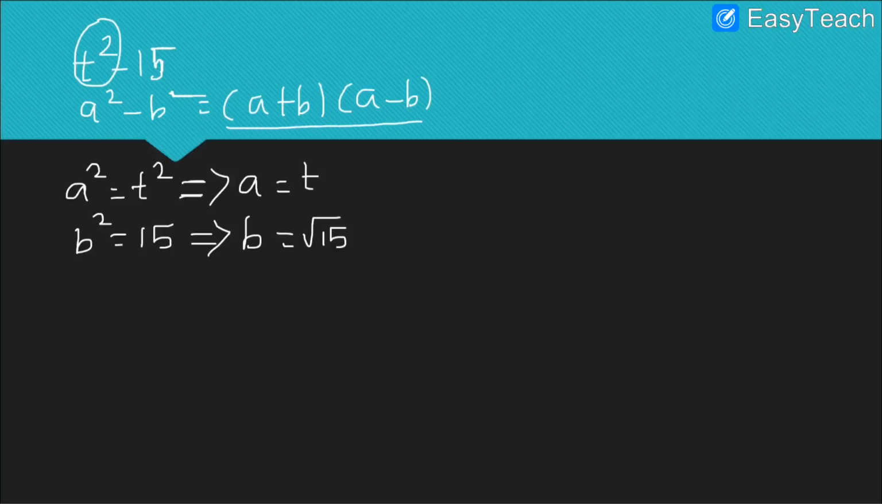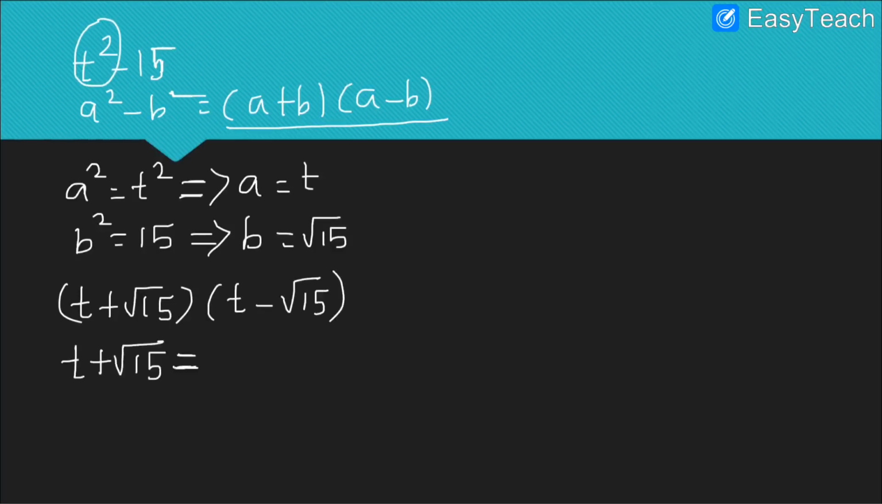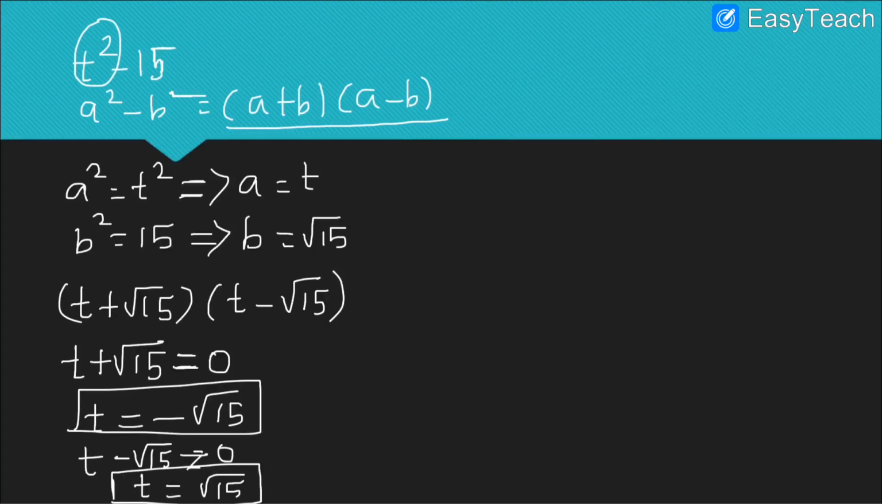Okay, let me substitute in the formula a plus b into a minus b, which gives me t plus root 15 into t minus root 15. Then assume zeros for each term like we used to do. t equals minus root 15 and t equals root 15. So we got the zeros of this polynomial, which are minus root 15 comma plus root 15. Hope you understand till here. So next is the relationship part, the verification part.